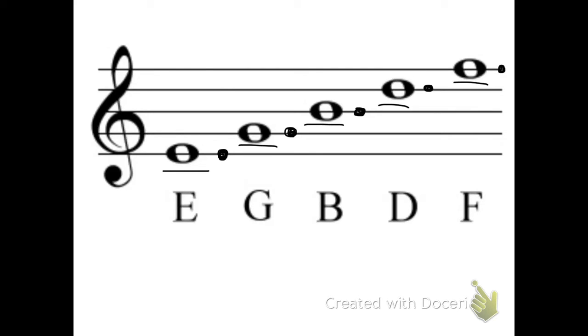So let's say I put something over here. These two are in line. That just means they're played at the same time. But because this note is still on the fourth line, that means it's a D. And this note is on the first line, which means it's an E.